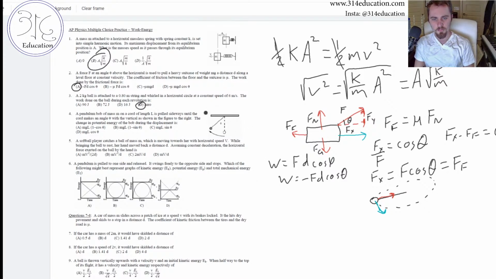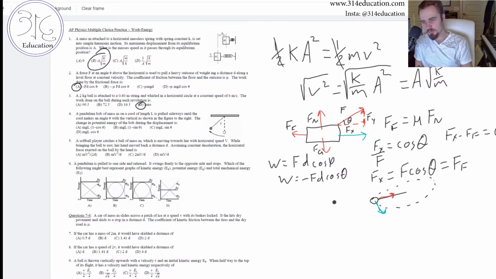Good. So 4, we've got a pendulum with a bob of mass m. Bob is the name for the little thing at the bottom of the pendulum. On a cord of length L. It's pulled sideways until the cord makes some angle theta. And the change in potential energy of the bob during the displacement. Okay, so we want to find the potential energy after we lift it up some angle theta.